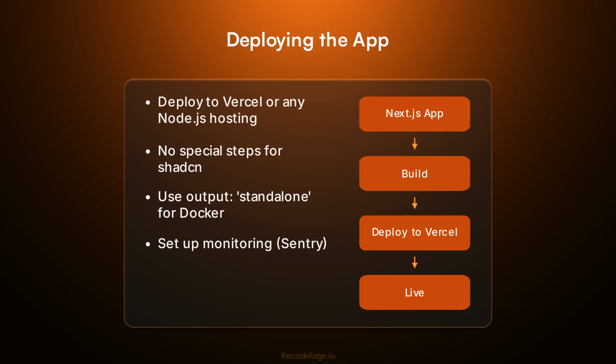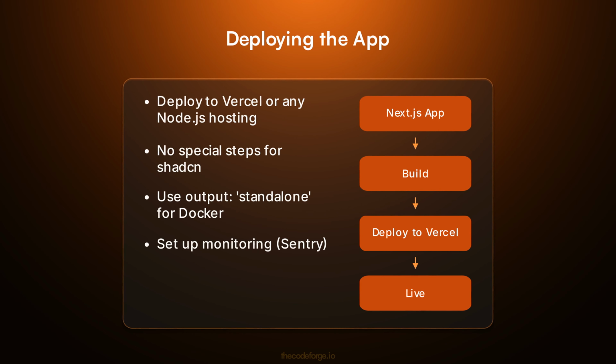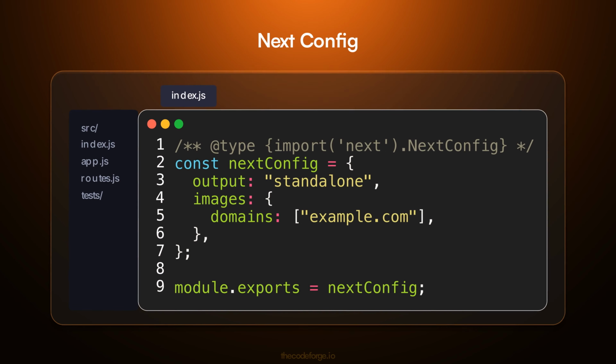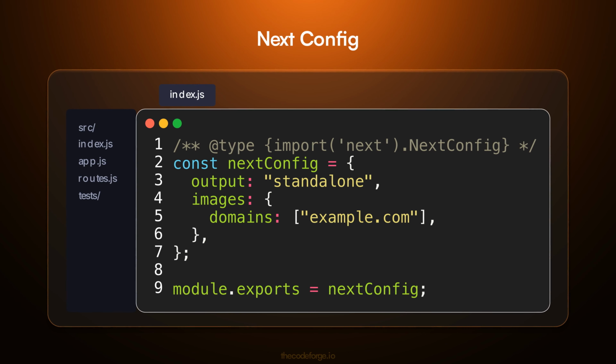Deploying a Next.js app with Shadcn is no different from any other Next.js app. Shadcn components are just source files, so no special deployment steps are needed. This configuration enables standalone output for Docker deployments and allows images from example.com.